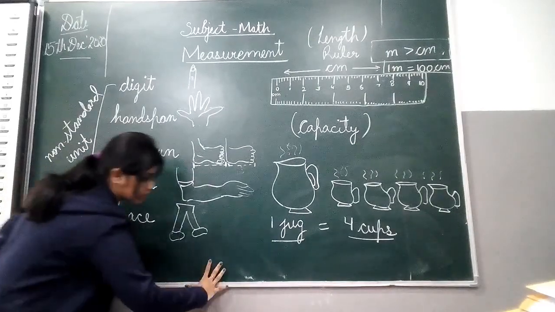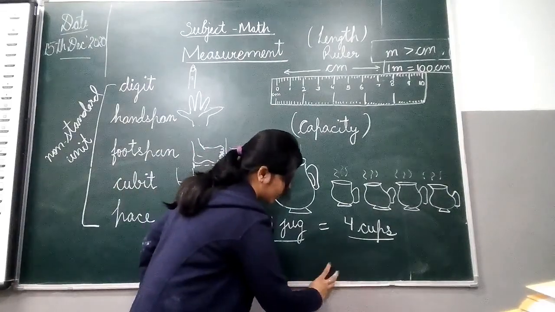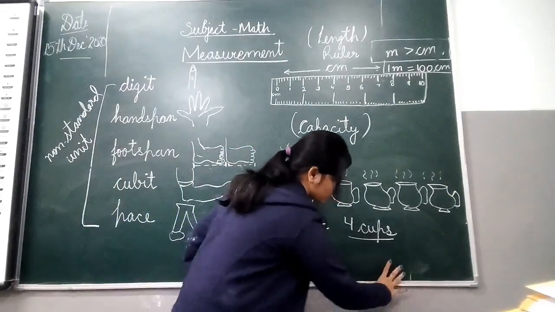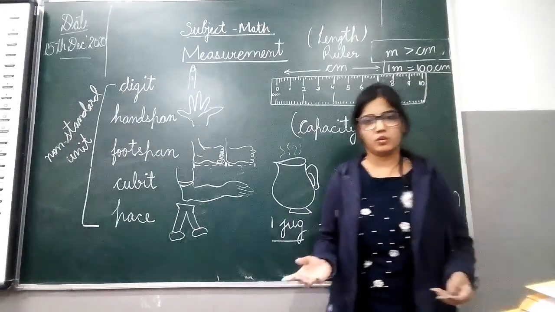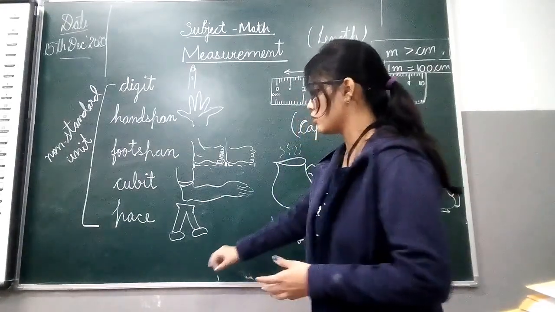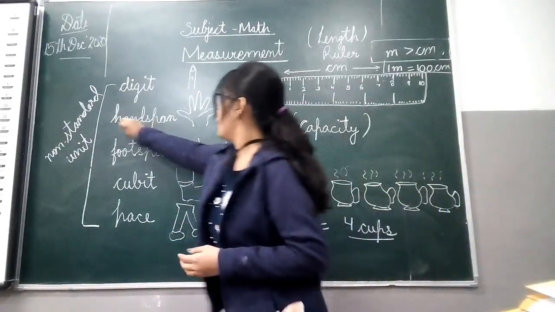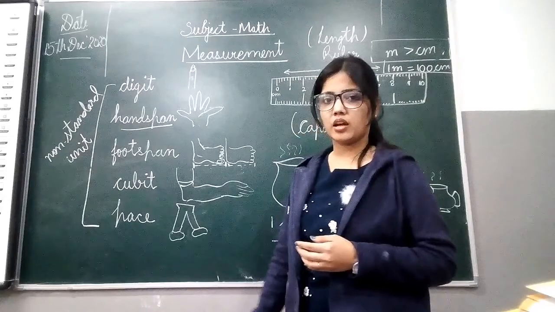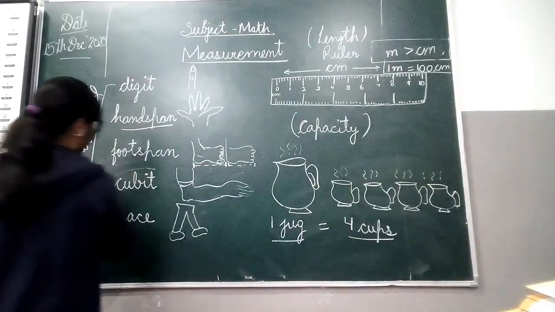measuring the length. Now I'll check how many handspans will be required to cover the length of this board. For example, 10. So the length of this board will be equal to my 10 handspan. Or I can also check its length by using my cubit.